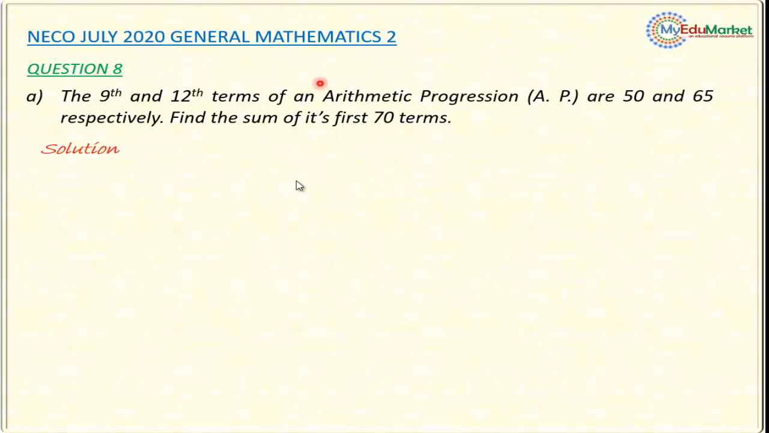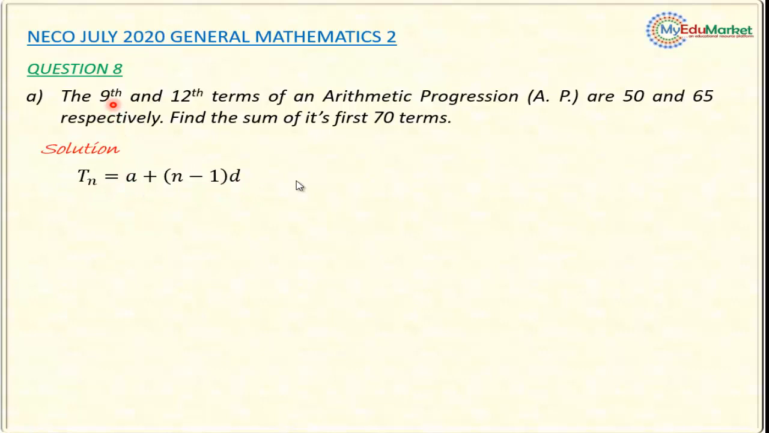So I'll use what is given to find what is not given in the question. Let me write the formula for the term at any position in an AP: Tn equals a plus (n minus 1) multiplied by d. This is the simple formula we use to find the term at any position. So I'm going to make use of this.